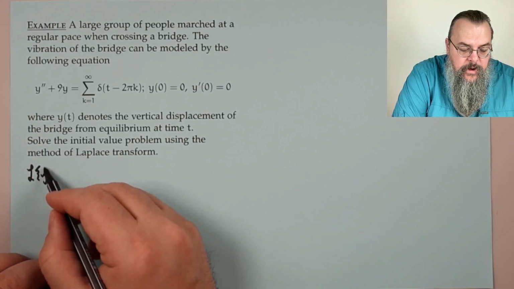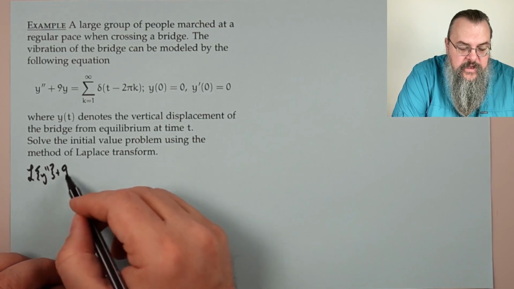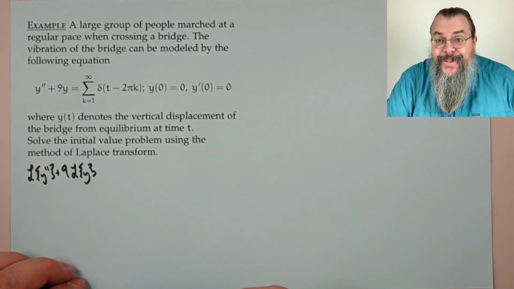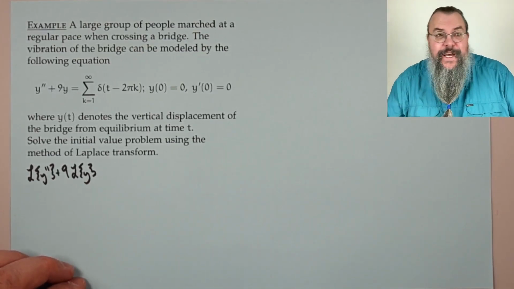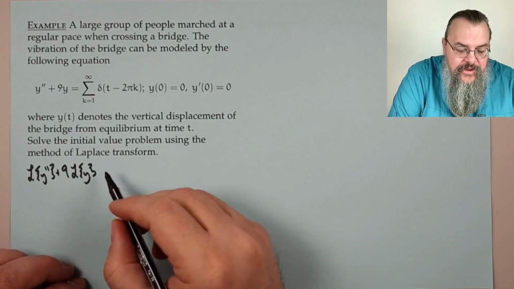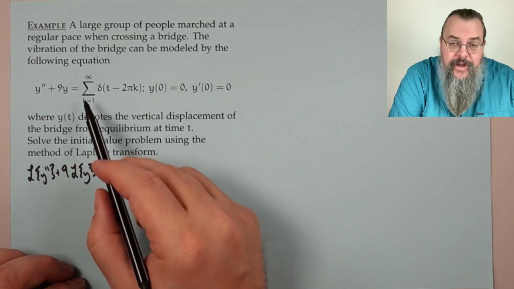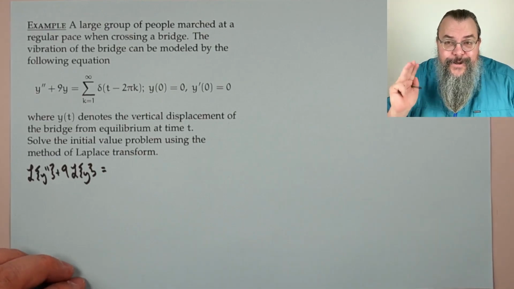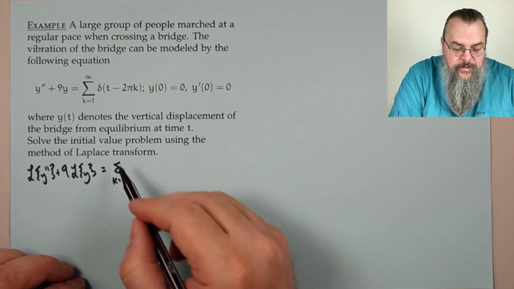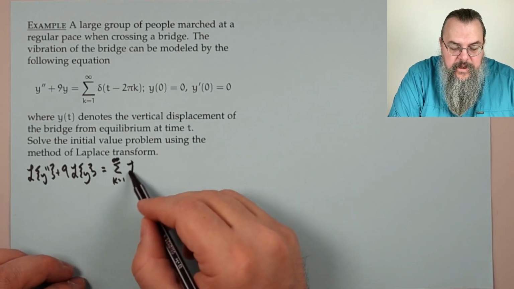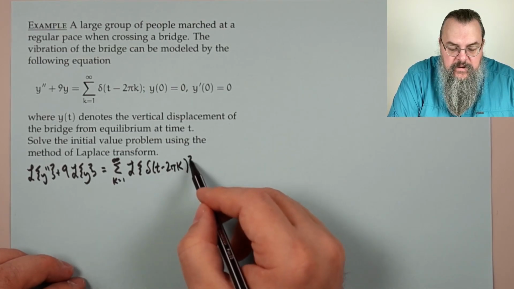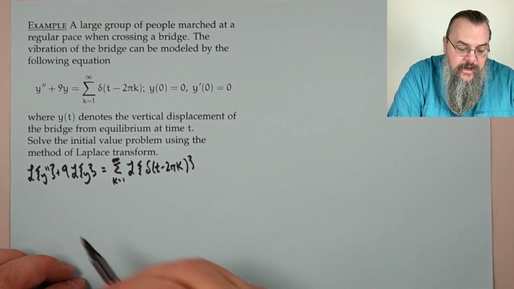Laplace transform y double prime plus 9 Laplace transform of y. And of course, we're not concerned that this is using y's when we've done so much with x's. It's a letter. It's a symbol. Symbols can change. The math doesn't. Now, the nice thing is Laplace transforms are linear. So we can pass it through the sum. So this is the sum, k equals 1 to infinity, of the Laplace transform of delta t minus 2 pi k. All right, great. Well, now what do we have?